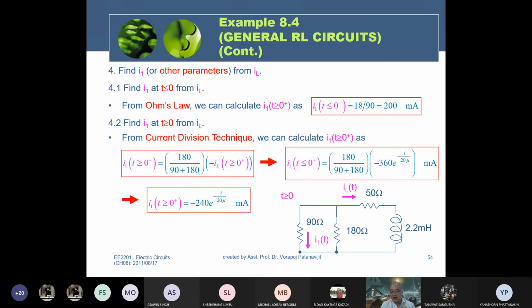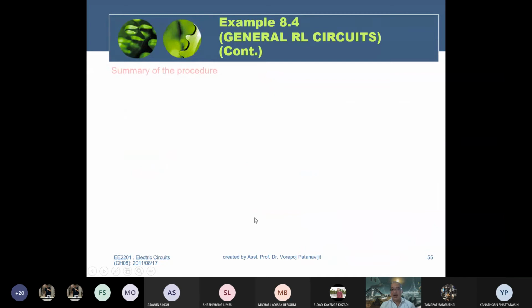The difficult point is almost all parameters must be computed from VC, the capacitance voltage, or the inductor current. Therefore, if you compute the two unknowns wrong, the others will be wrong too. Write the chain rule. Now in this case, you can conclude that I1 equals minus 240 e power minus t divided by 20 micro. The unit of them is milliamp.